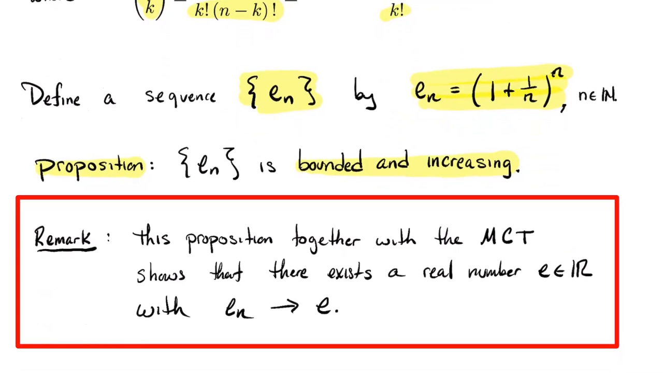If I can show that proposition, and then I combine that result with our monotone convergence theorem, well, it tells me that there has to be some number, which I'm going to suggestively call E, that's the limit of that sequence, because every bounded increasing sequence of real numbers converges. That's exactly what the monotone convergence theorem tells us. So the rest of the video lecture is going to just be showing these two properties.